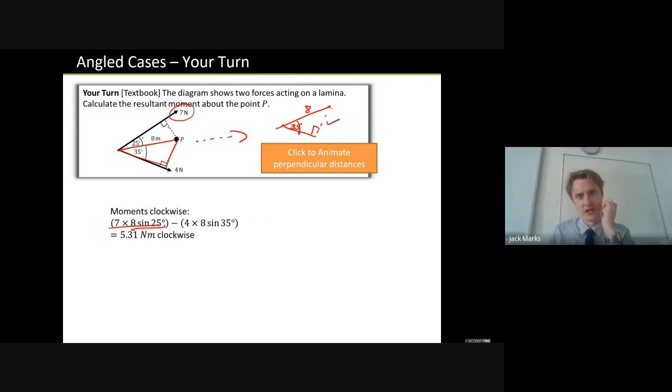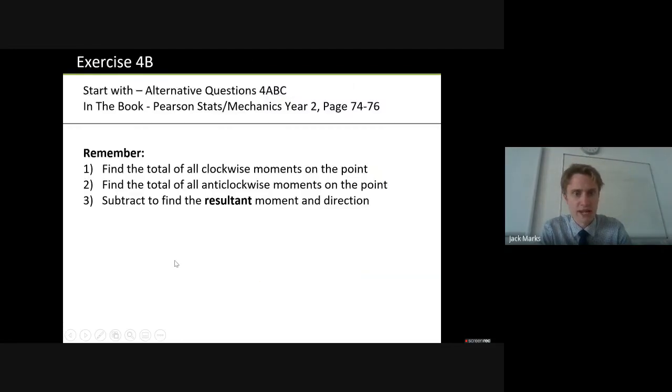Yeah, you're trying to find this distance here, and then, only then, when you're done with all of that, do you multiply it by the force. Overall, it's clockwise, okay, 5.3 Newton meters clockwise. So you should now be in a position where you can have a go at 4B.